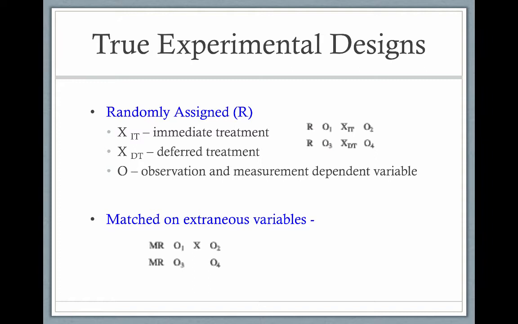So again, we have two groups happening here. The subjects are randomized. In the bottom example, the subjects are matched on extraneous variables. Observation, treatment, observation.